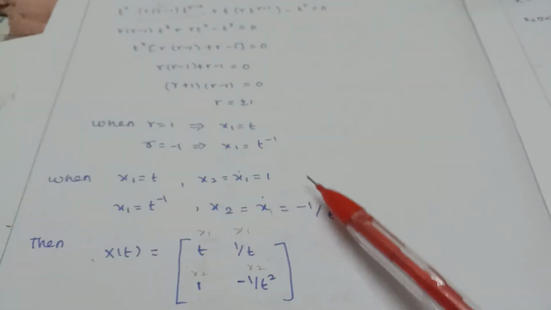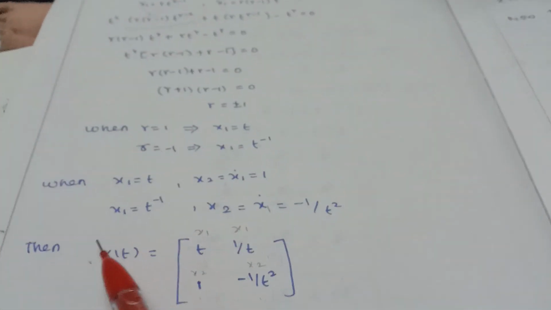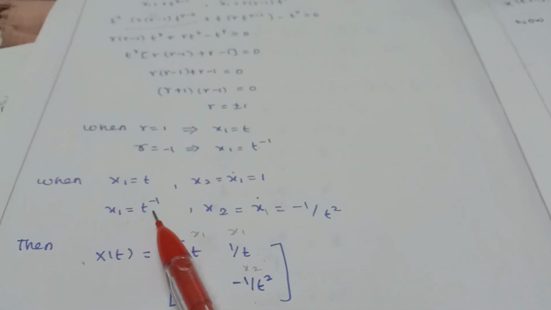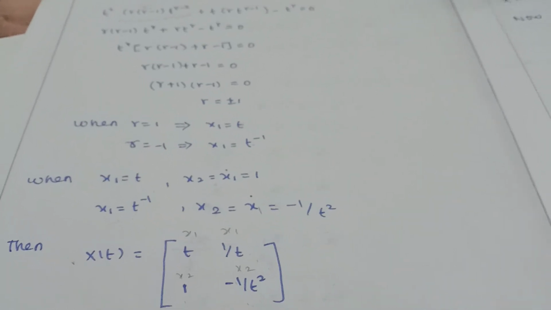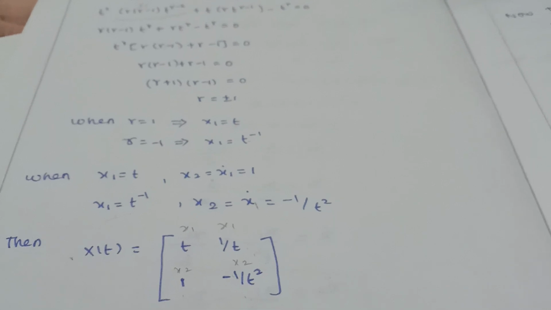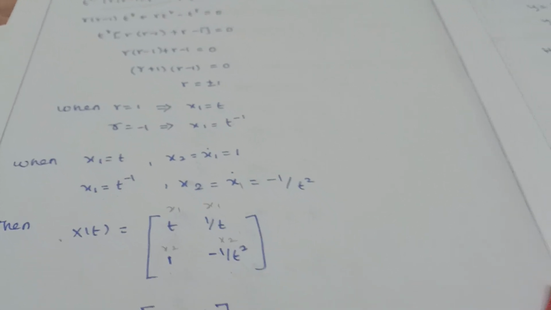So x1 dot is nothing but the derivative, which is 1. So x1 equal to t inverse, and x2 is nothing but x1 dot, so it is minus 1 by t square.